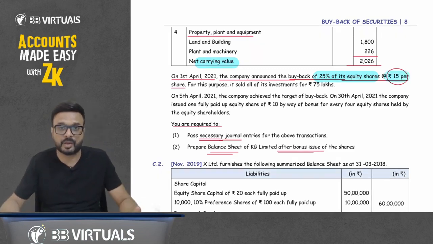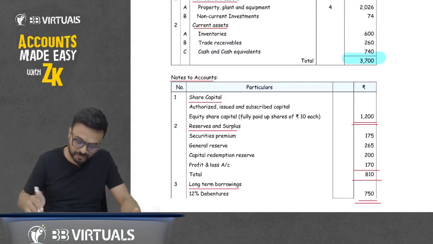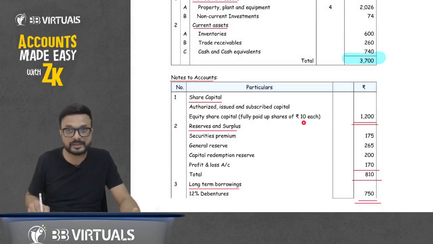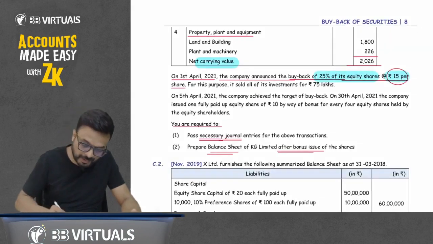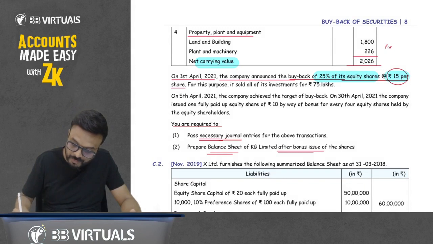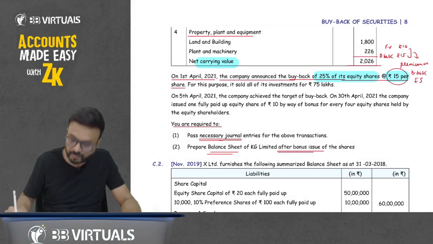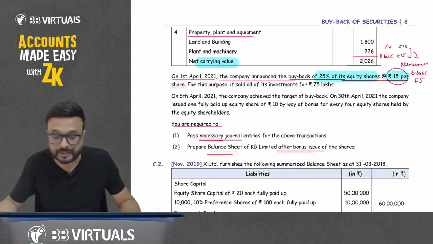What is the face value of the share? The face value of the share given in the question is rupees 10. And they are doing the buyback at rupees 15. It means the face value is rupees 10 and the buyback price is rupees 15. It means how much is the premium on buyback? The premium on buyback is rupees 5.